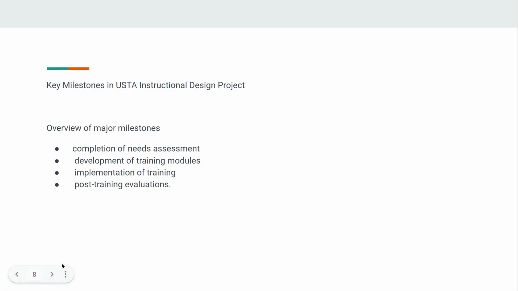There are key milestones in the USTA Instructional Design project. It is very important to make sure that we complete the project on time. Such milestones are the completion of needs assessment, which we discussed earlier, the development of training modules, the implementation of said training, and the post-training evaluations. This could be tied in with the post-training activities, which we also outlined earlier.